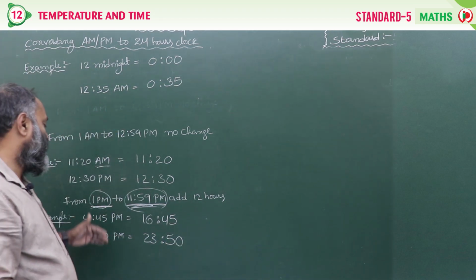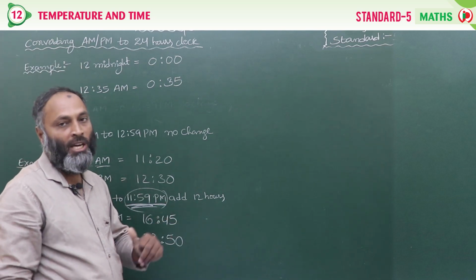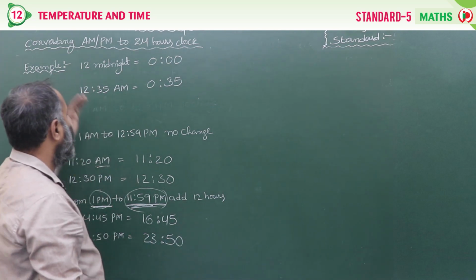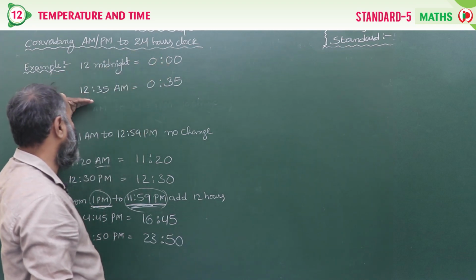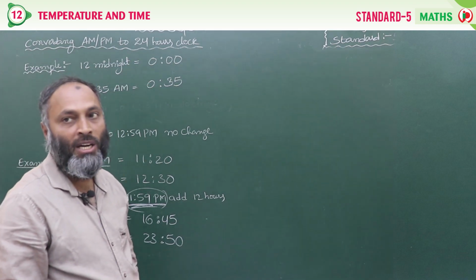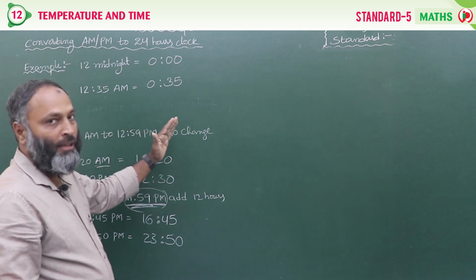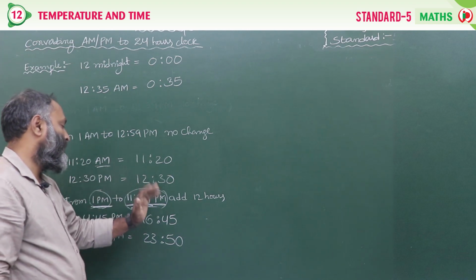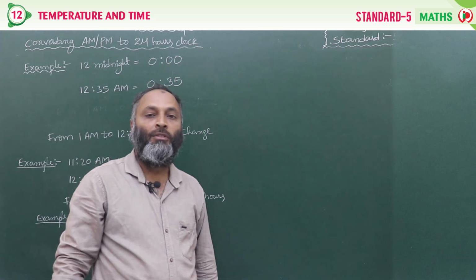So when should we add 12? After 1 p.m., we add 12 to the hours, and that converts into the 24 hours clock. At midnight, if 12 is there, from 12 midnight to 12:59 midnight, we consider 0 hours. After 1 a.m. to 12:59 p.m., we write the time as it is. From 1 p.m. to 11:59 p.m., we add 12 to the hours to convert into the 24 hours clock.